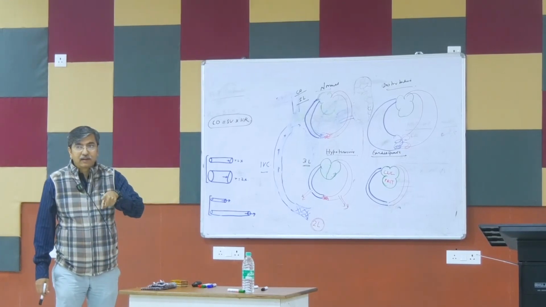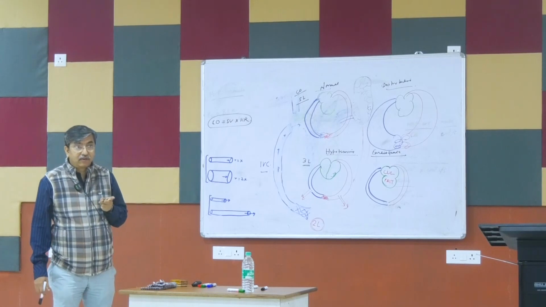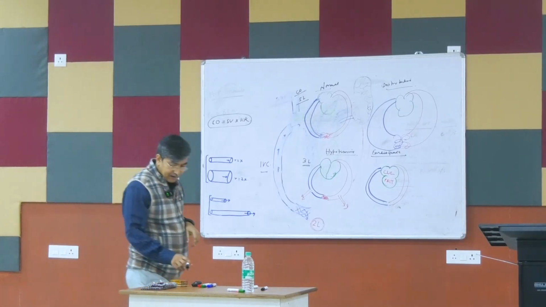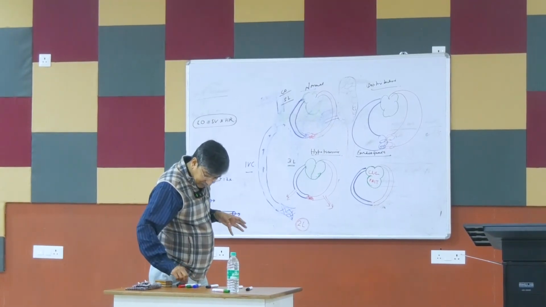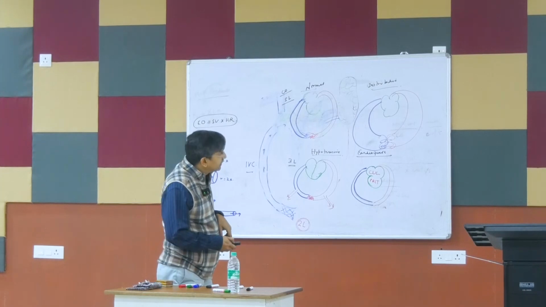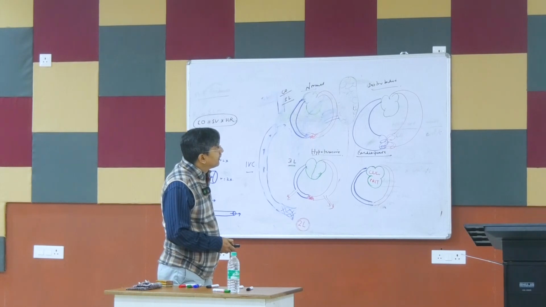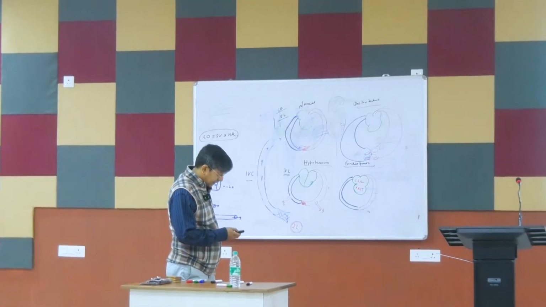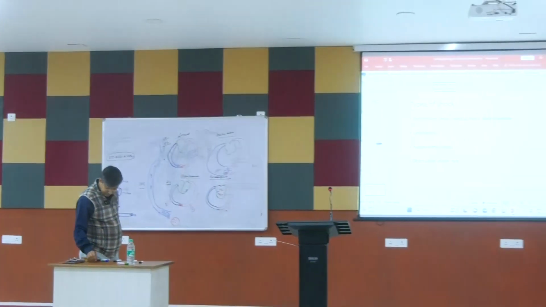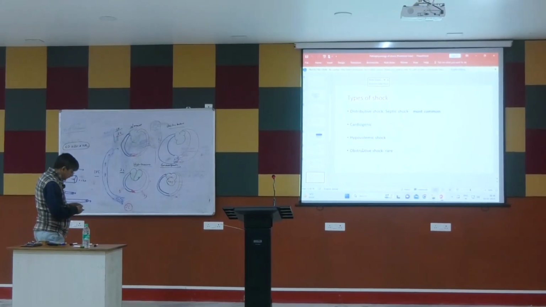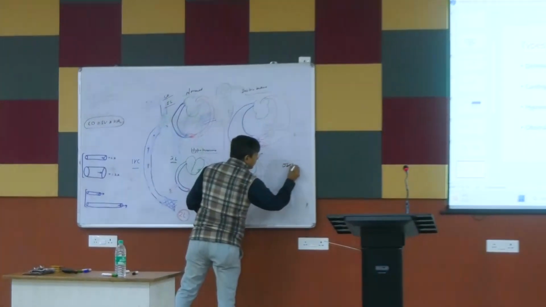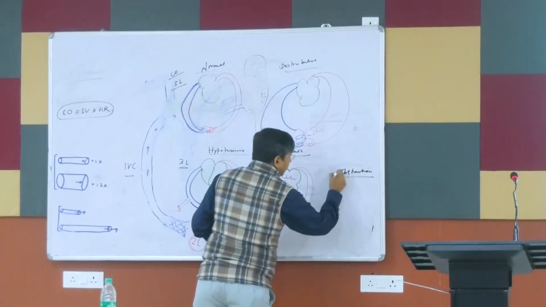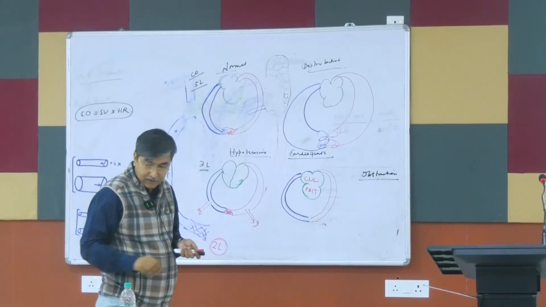Typical example is septic shock, also happens in anaphylactic shock and some neurogenic shock also. And the last one is obstructive shock, which is most rare. I mean, among these four, it is the rarest. So what is obstructive shock? Where is the obstruction?